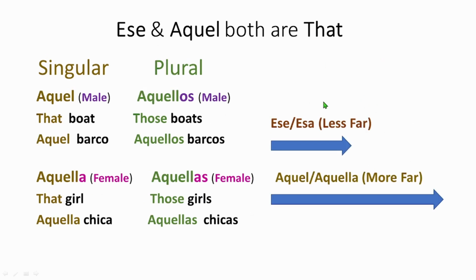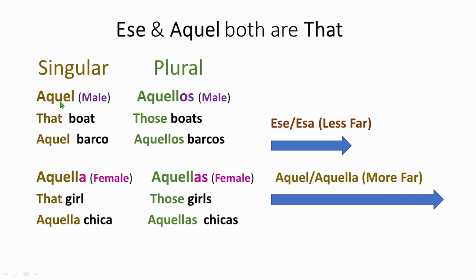Now we come here. In Spanish we don't just have one "that," we have more than that. We just saw that we have "that" in Spanish, right? But actually we have more than that. So here we got ese and aquel, both are "that." We just learned that ese means that, right? Ese and esa. But aquel is also "that." So we're gonna learn what's the difference between them and when we can use them practically.